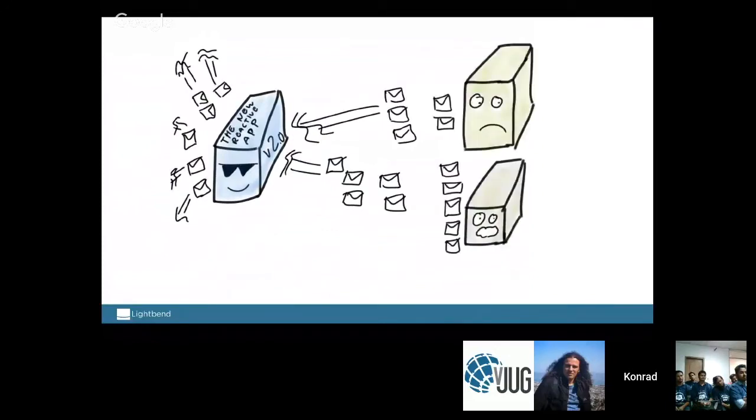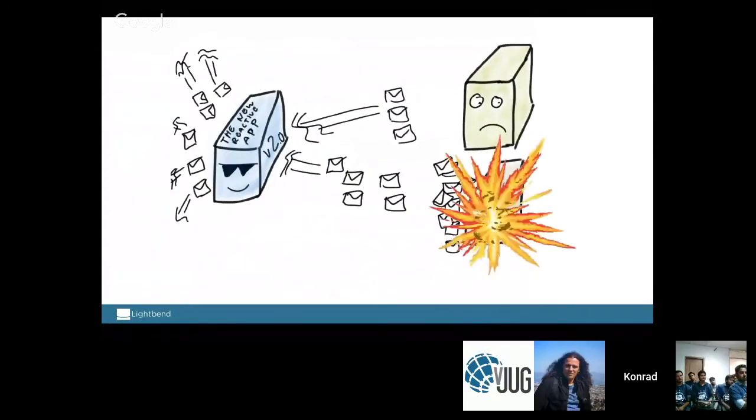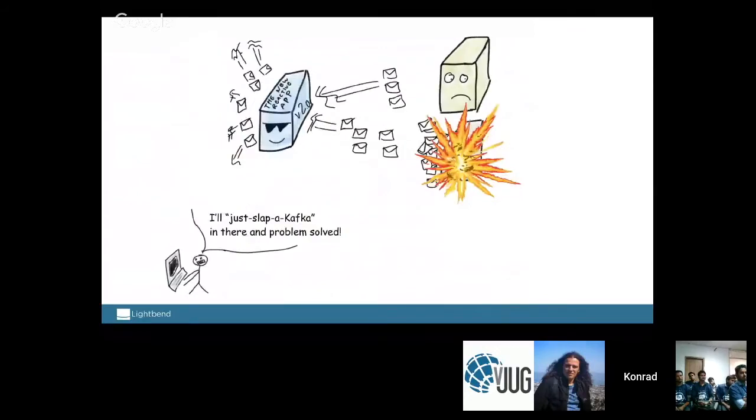Yeah, but no system exists in isolation. So what would happen is some other system wouldn't be able to cope with the incoming rate of messages, and it would blow up. Nowadays, maybe the trend of the year is that people would say, oh yeah, I'll just slap a Kafka in there to solve the problem.